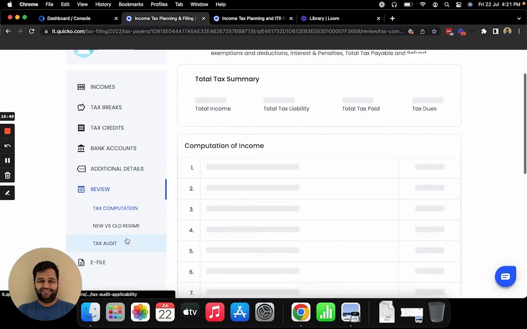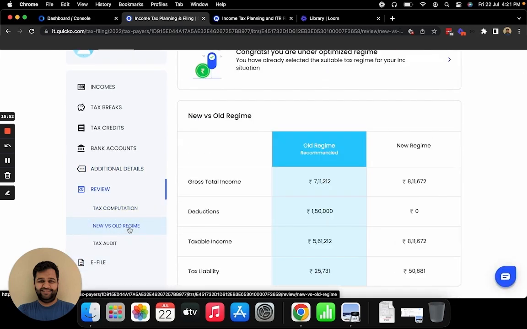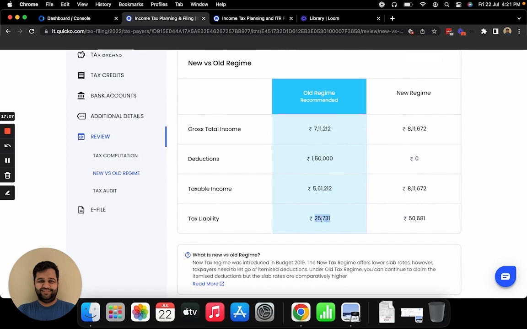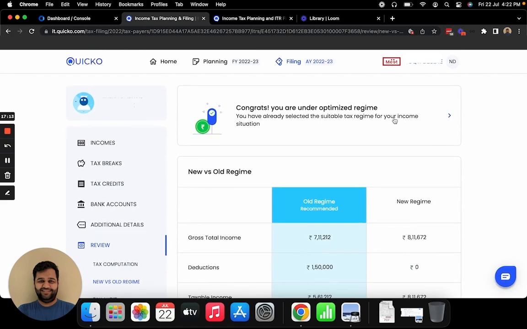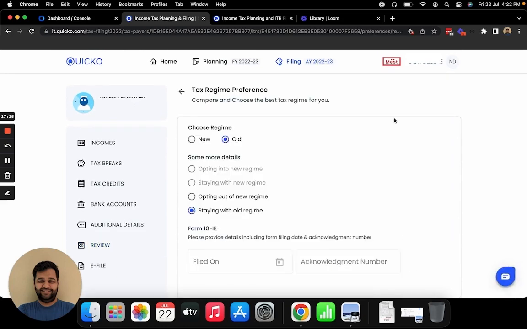And again, new versus old regime is a recommendation engine looking at your income situation. It recommends which is the more preferable regime. Because I have already chosen old regime, it's showing me that that's the chosen regime plus that's the recommended regime, because I tend to gain about 25,000 rupees worth of tax saving by opting for old regime. Just in case you want to change this preference, you can simply click on change my preference, and you can change the tax regime from here.